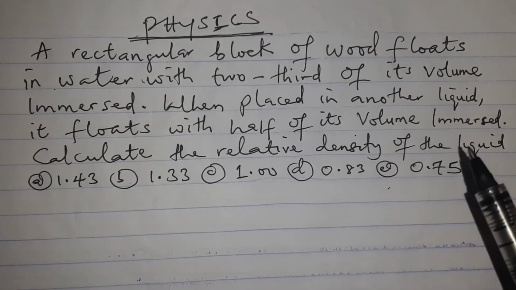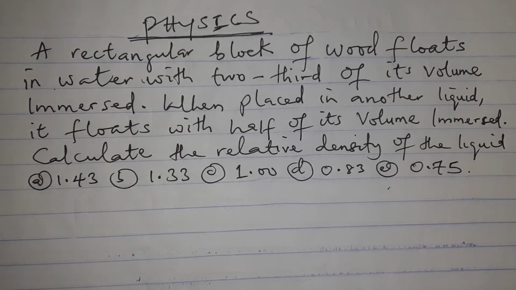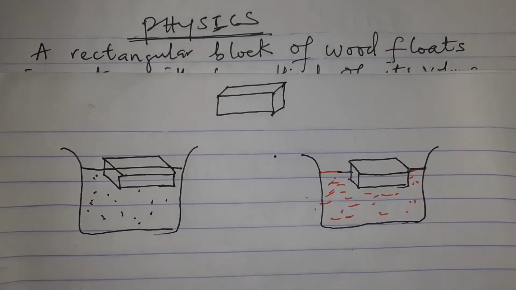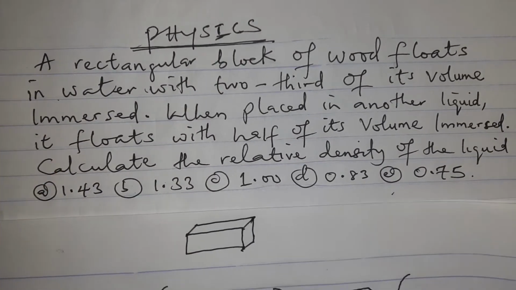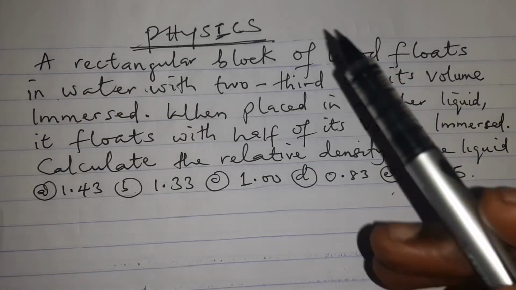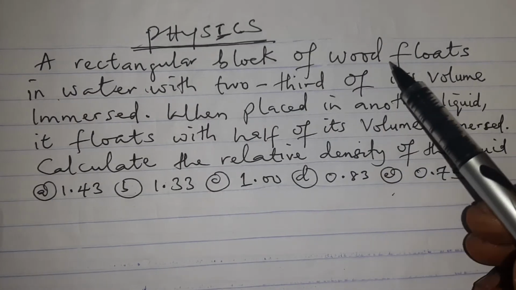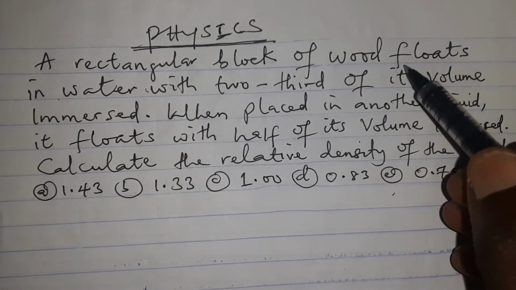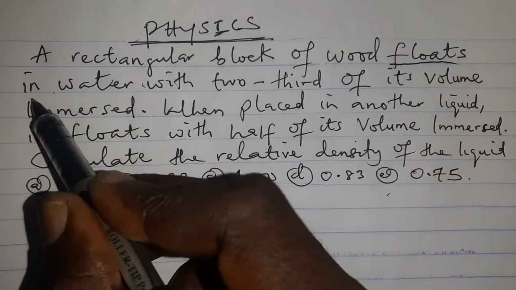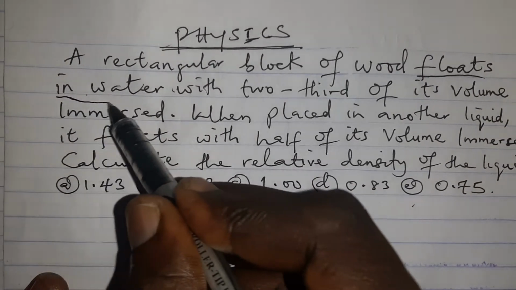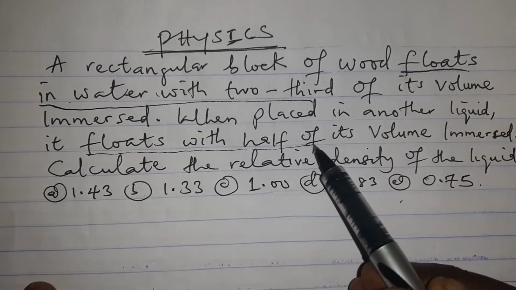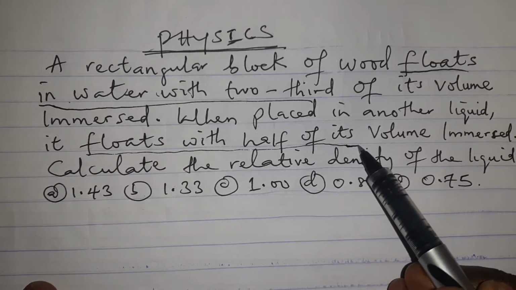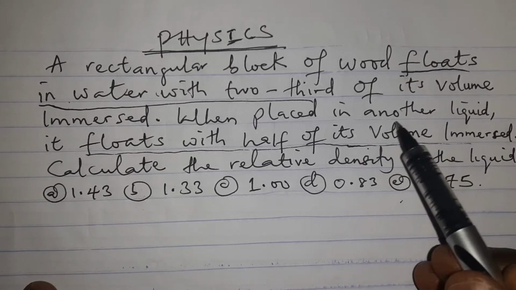So in this question, you might provide a diagram that will help you. Getting the diagram helps explain the question well. First of all, they said a rectangular block of wood floats in water. So if it floats in water, and also it floats with a particular percentage of the volume immersed in another liquid.